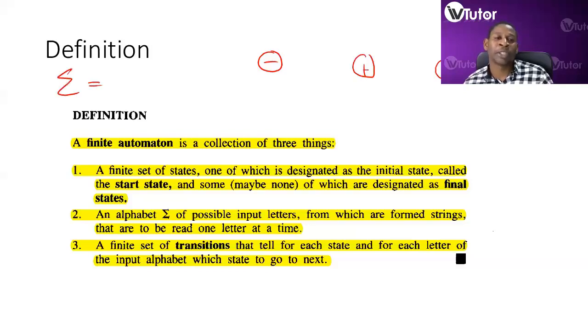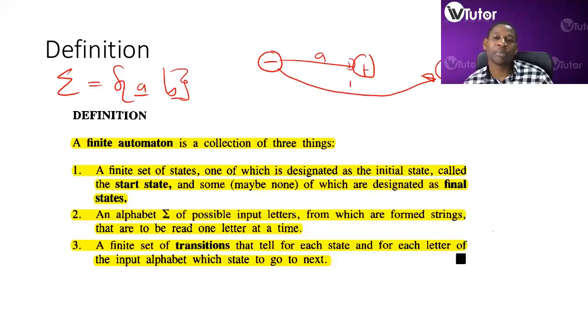So we need an alphabet. If we say our alphabet is A, B, then this will be our alphabet. We need it to be defined. Then a finite set of transitions which tell for each state and for each letter of the input alphabet which state to go to next. What is important to realize is each state needs to have a transition with each letter of the input alphabet. So if our input alphabet is A, B, we need to have a transition with an A, we need to have a transition with a B for each of these states. So that by definition is called the finite automata.